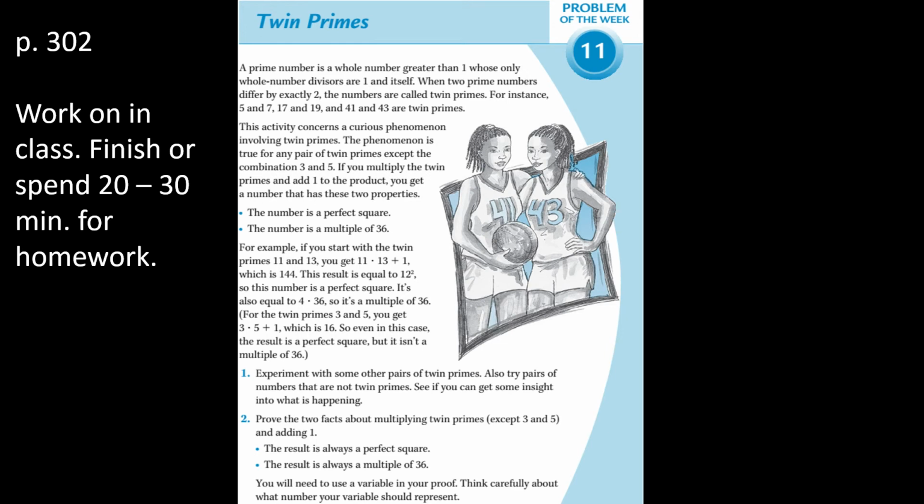Again, the key is you're not only experimenting with twin primes, but ultimately you're proving that these two things: the result is always a perfect square, and the result is always a multiple of 36. And it says at the bottom, you guys can read, you will need to use a variable in your proof. Think carefully about what number your variable should represent. So that's a really important clue. If you're a little confused, that last sentence is really important.